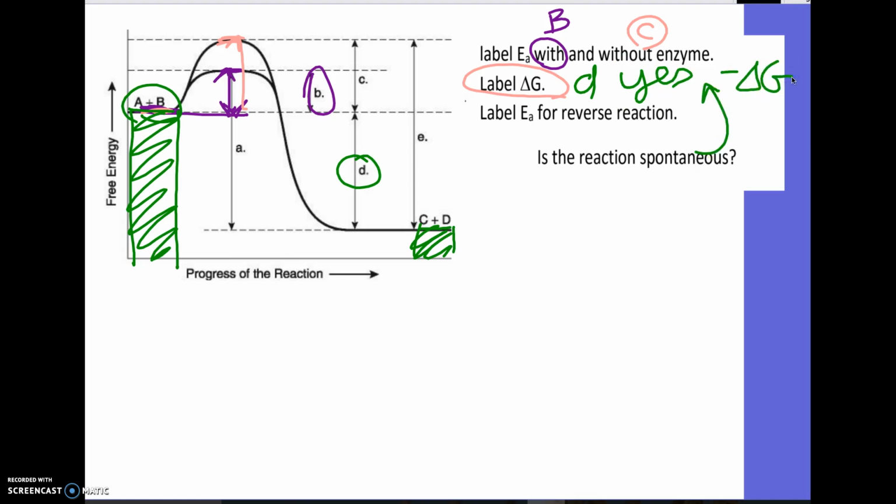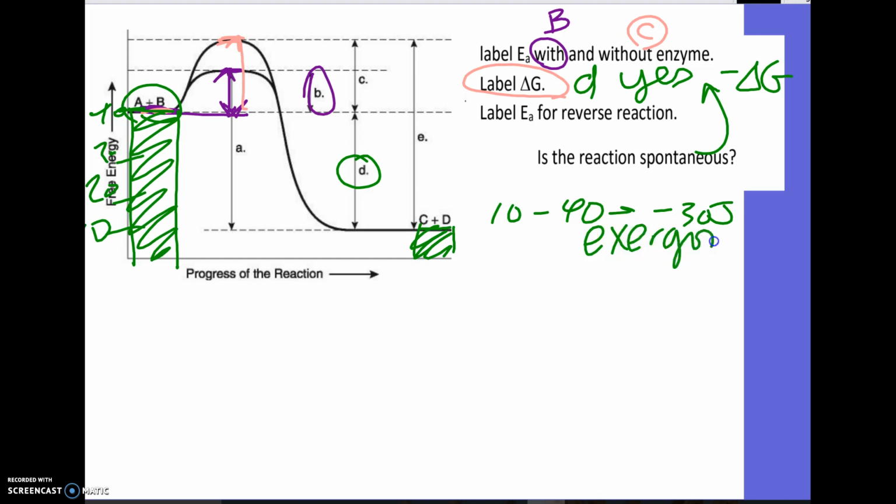If there were actually numbers here, you'd subtract. So this could be like 10, 20, 30, 40. The products would have 10, the reactants would have 40, and so delta G would be negative 30 joules or whatever the units are. So if delta G is a negative number, it's spontaneous. What's the other word for a reaction that gives off energy? Exergonic. So this would be an exergonic reaction.